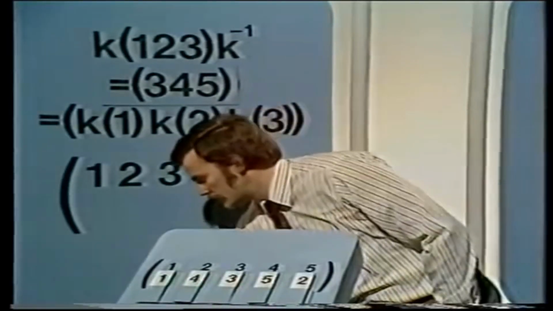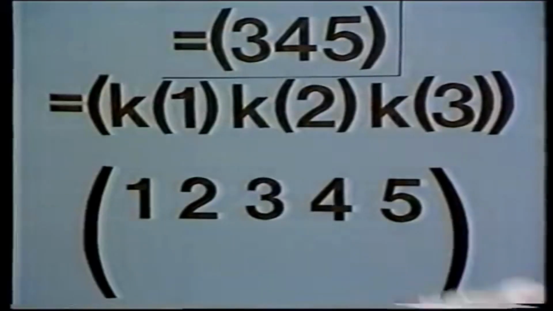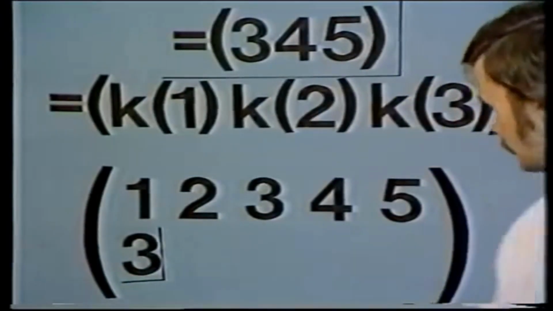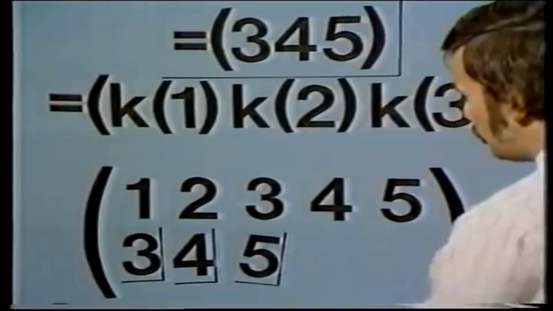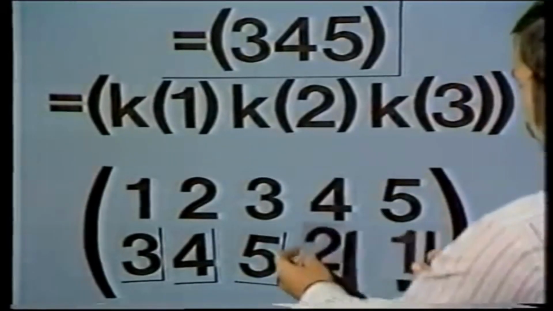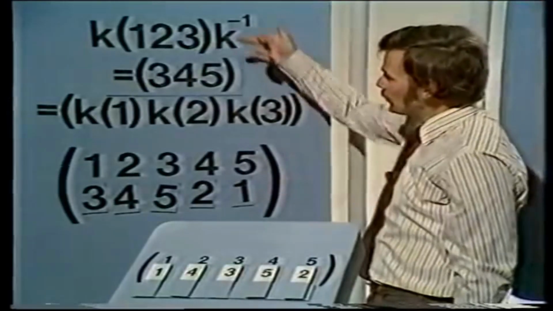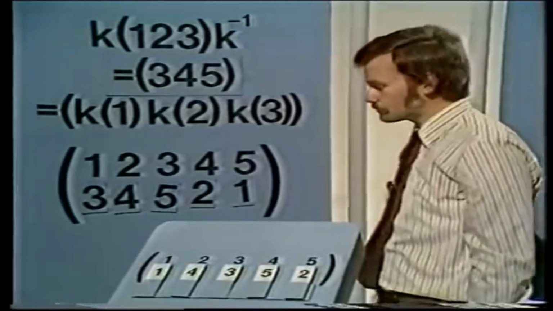I'm going to build this in its 2-line form. What do I want? I'm simply looking for a K which takes 1 to 3. Well, in 2-line form, 1 has to go to 3. 2 goes to 4. So I want a 4 here. 3 goes to 5. I want the 5 there. Well, it doesn't matter about the last two, I can put them in any order, like that. And this permutation K will conjugate 1, 2, 3 to the 3-cycle 3, 4, 5.